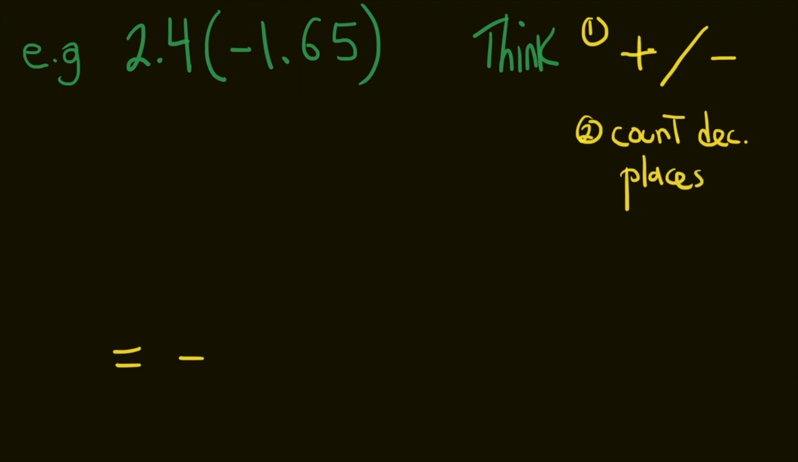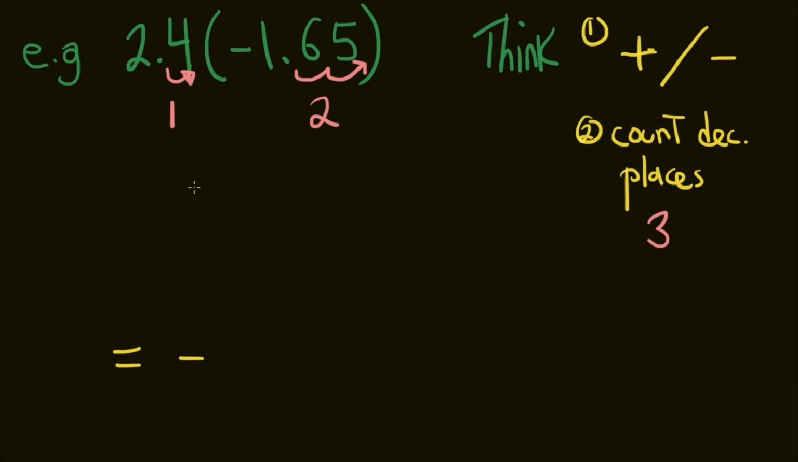So let's take a look at what that means. So if I looked at this one right now, how many places are there past the decimal on the right hand side? Well, that's 1. And over here, 1, 2. So in total, there are 3 decimal places. And that's just something to keep in mind before you start doing your multiplying.